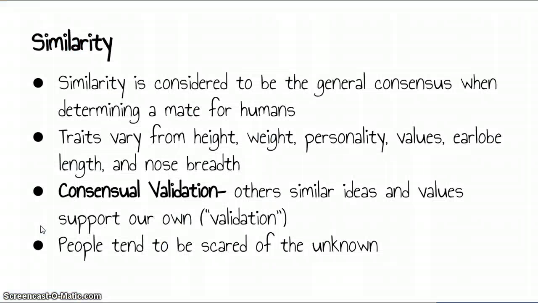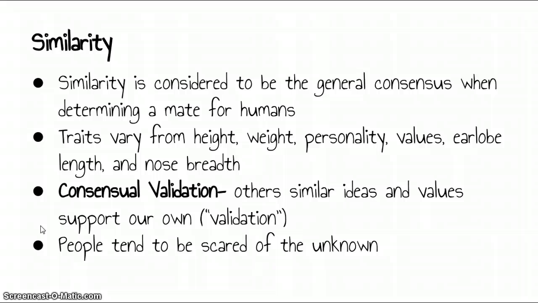The overall consensus has been that similarity is the most sought after characteristic that individuals look for in their mates. So traits vary from height, weight, personality, values, and even odd ones that you don't really think about, like earlobe length and nose breadth. Individuals could look for that, and it could be subconscious, that you don't really know you're looking for it, but in the end it might turn out that way.